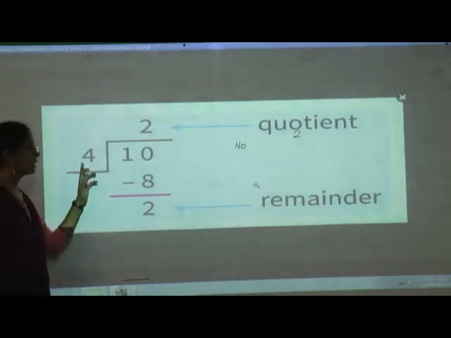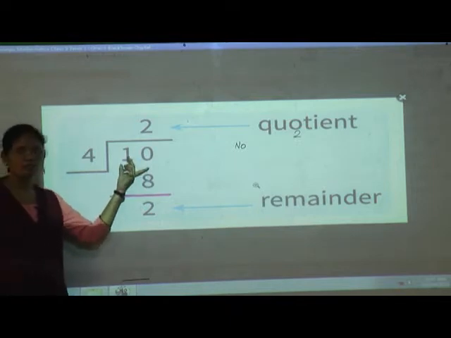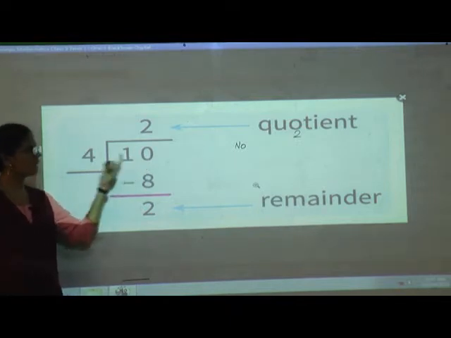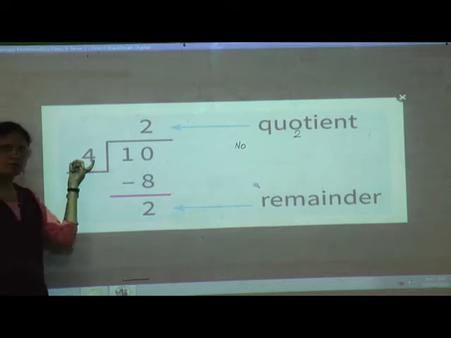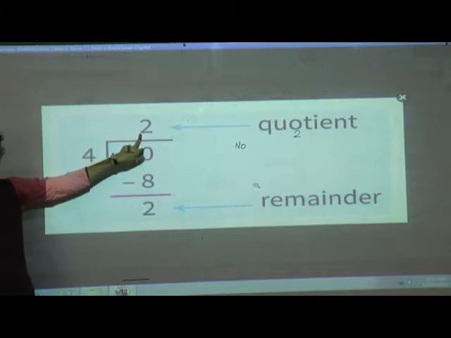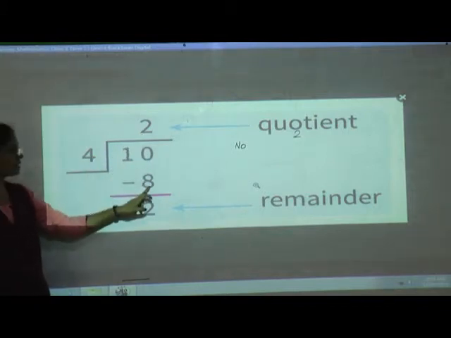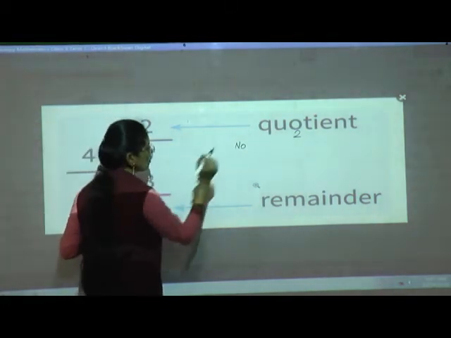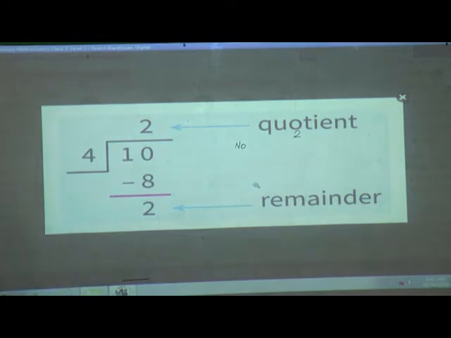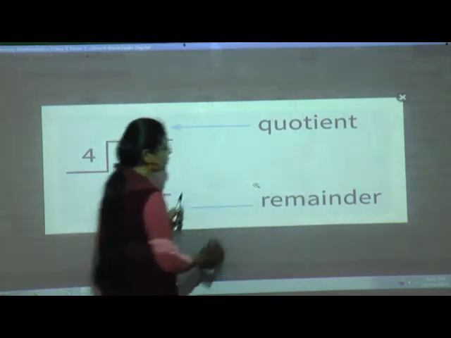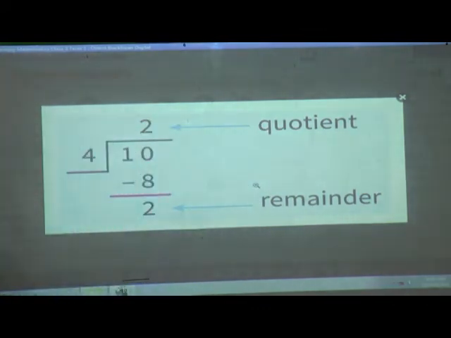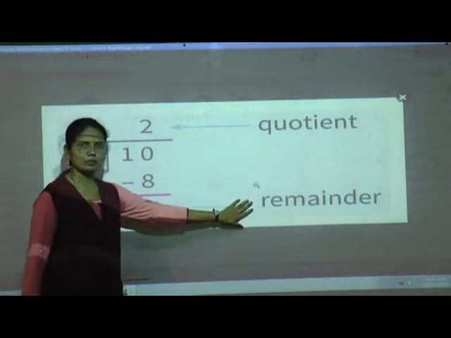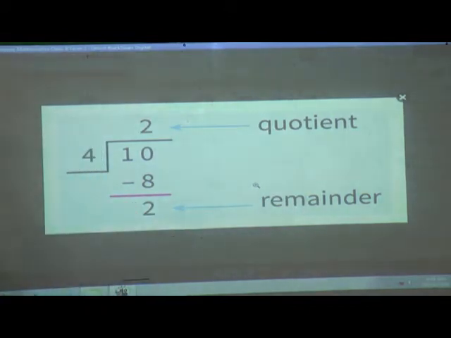Now I will show you this example. See, 10 divided by 4. We have 10 sweets, and these 10 sweets we have divided among 4 children equally. When we give 2 to each child, then 10 minus 8, 2 sweets will remain with us. So this 2 is called the quotient, and whatever is left over with us is called the remainder. So in this example, what is the remainder? This 2 is the remainder. Understood?